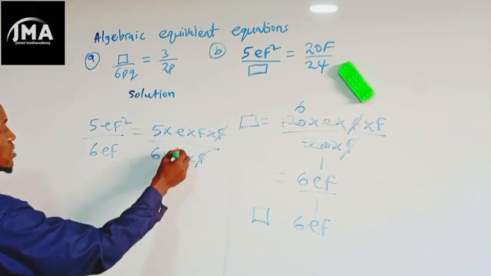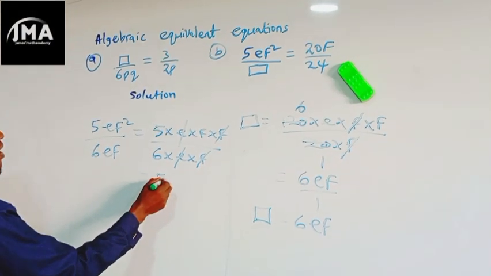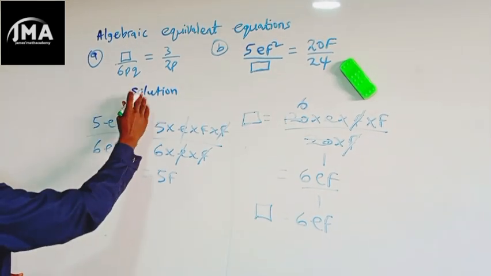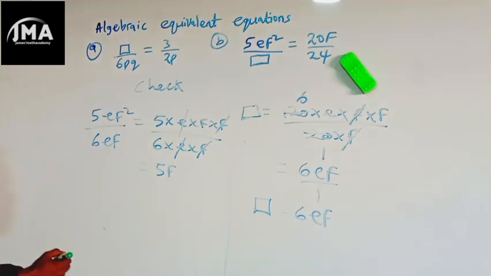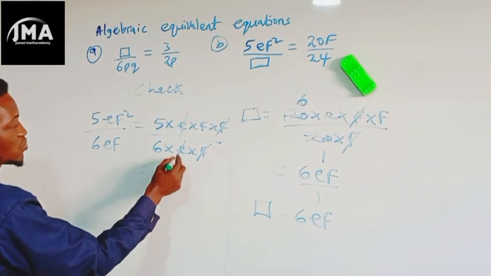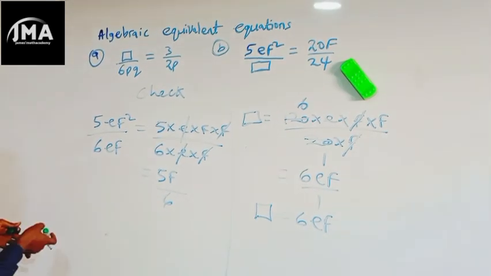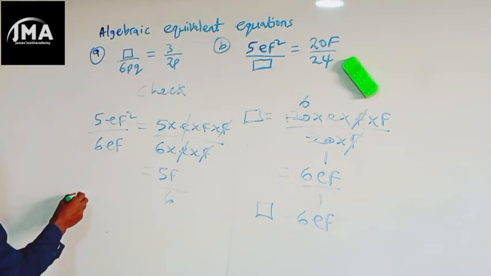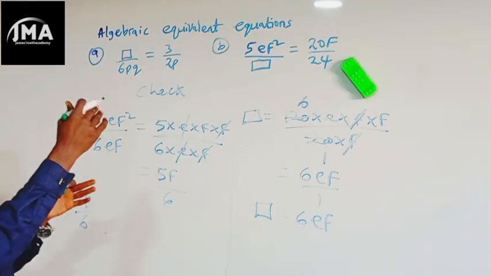This f cancels this f, and this e cancels e. So I'm left with 5f. Let me check again. I'm checking my answer now. This 5 times f is 5f over 6 times 1 times 1 is 1, so it's 6. So in my left hand side I'm left with 5f over 6.